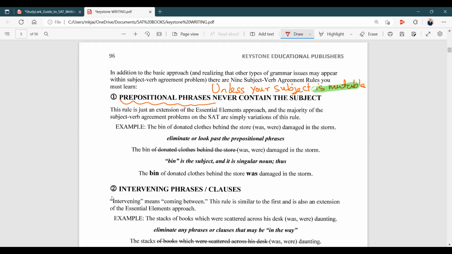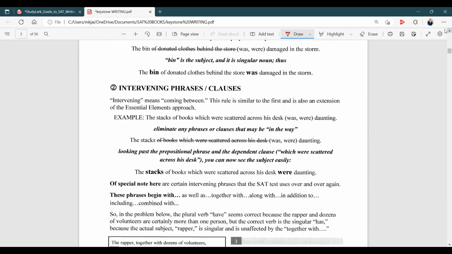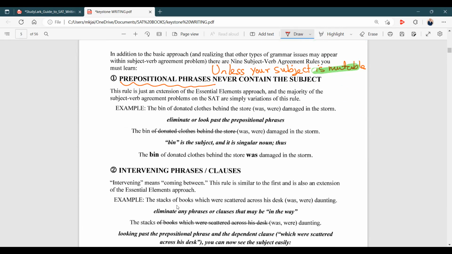Then number two. What's number two? Intervening phrases, clauses. What does this mean? Intervening means coming between. It's the same rule. So I can say prepositional phrases, intervening phrases, and clauses never contain the subject unless. So I'm going to make them like rule number one.